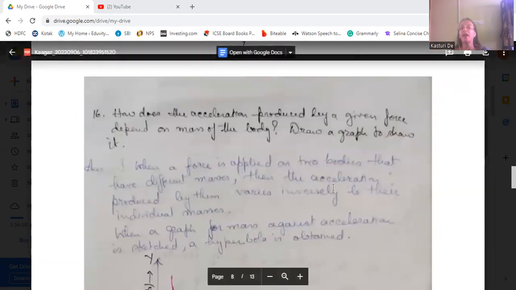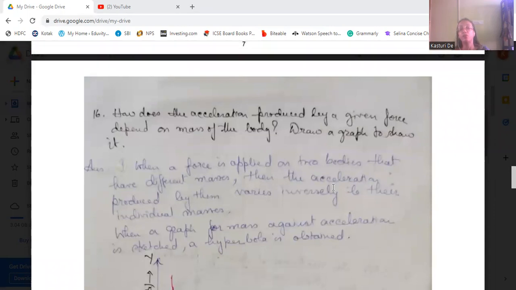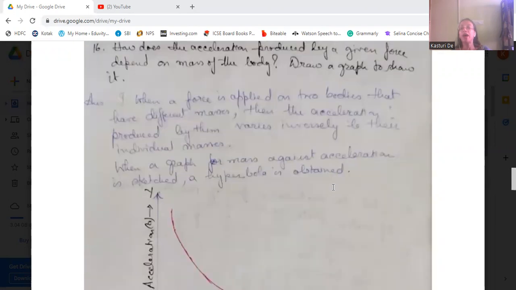Now, how does the acceleration produced by a given force depend on the mass of the body? Draw a graph to show. When a force is applied on two bodies that have different masses, then the acceleration produced by them varies inversely to their individual masses. When a graph for mass against acceleration is traced, a hyperbola is obtained.